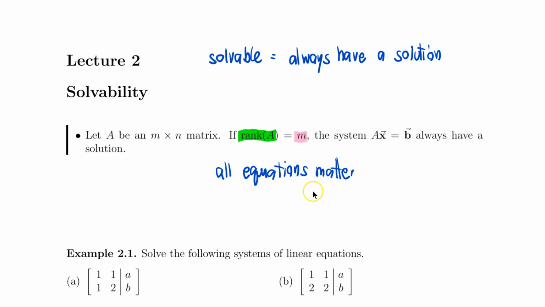And why is this important? Because if all equations matter, that means there will be no bad equation. By bad equation, I mean things like 0 equal to 1. If all equations matter, then I'm not going to have something like this, which would mean that my system will not have a solution.